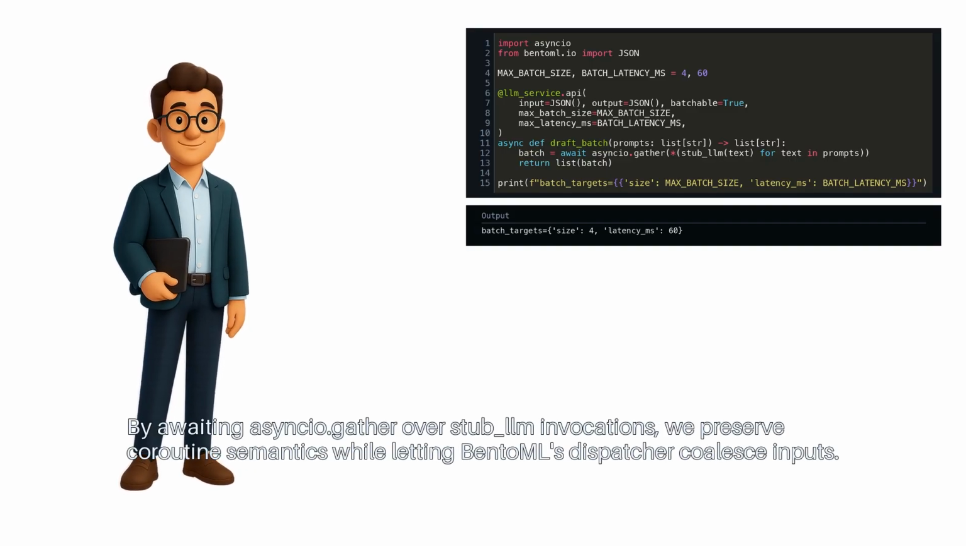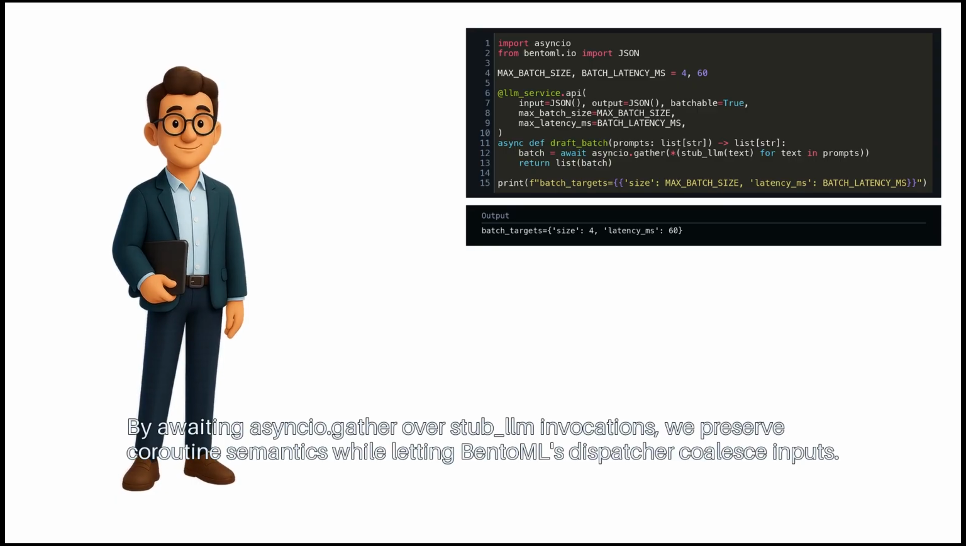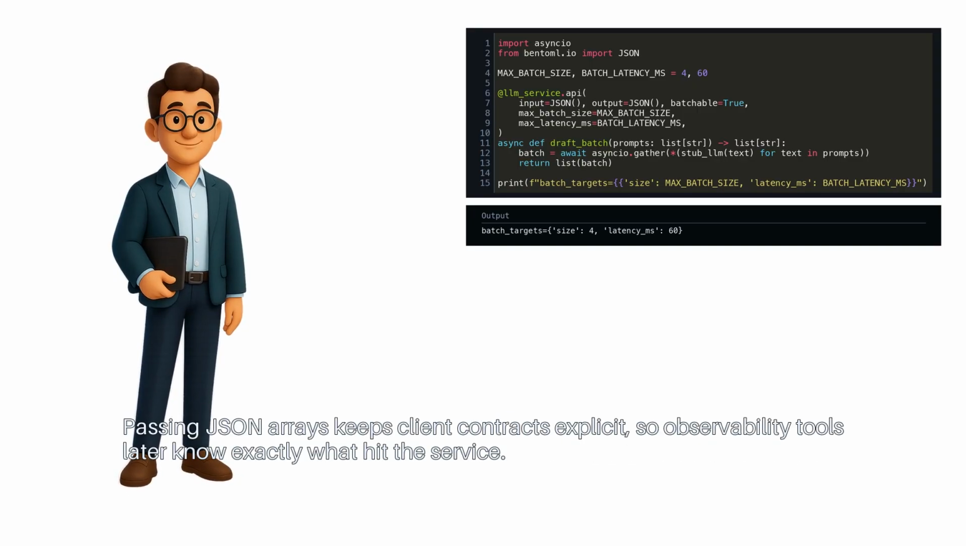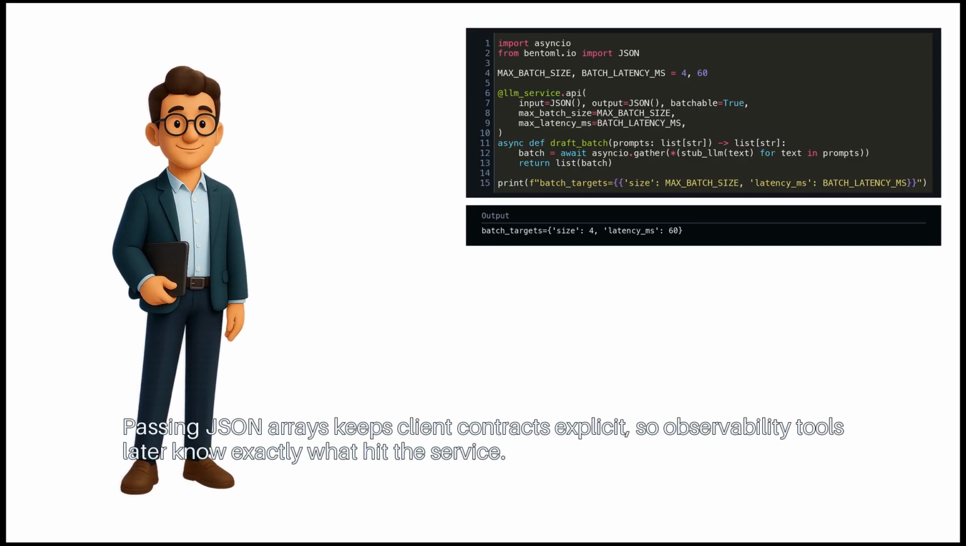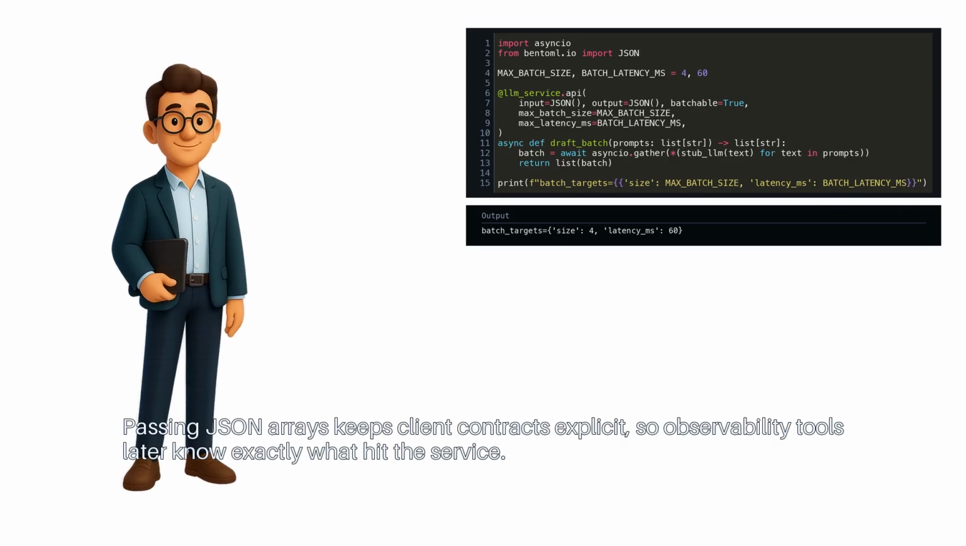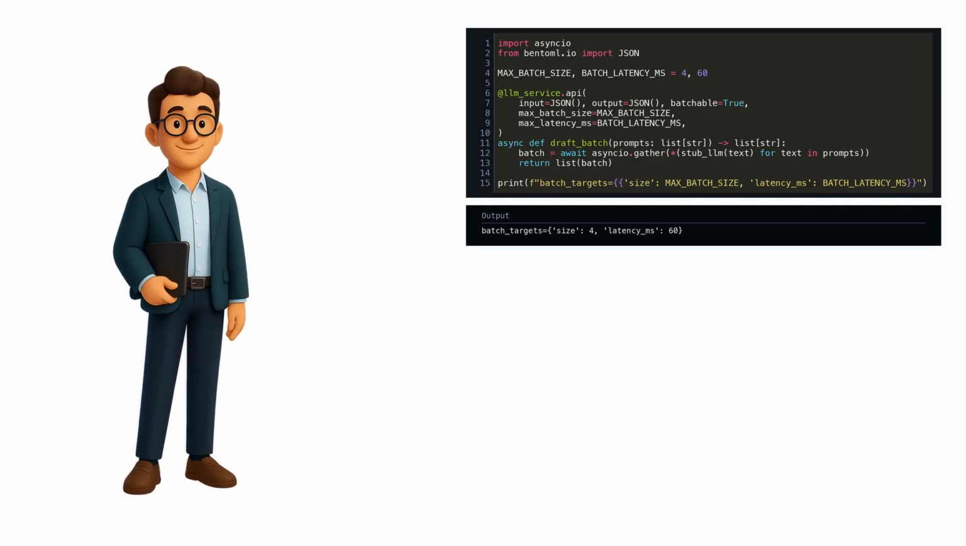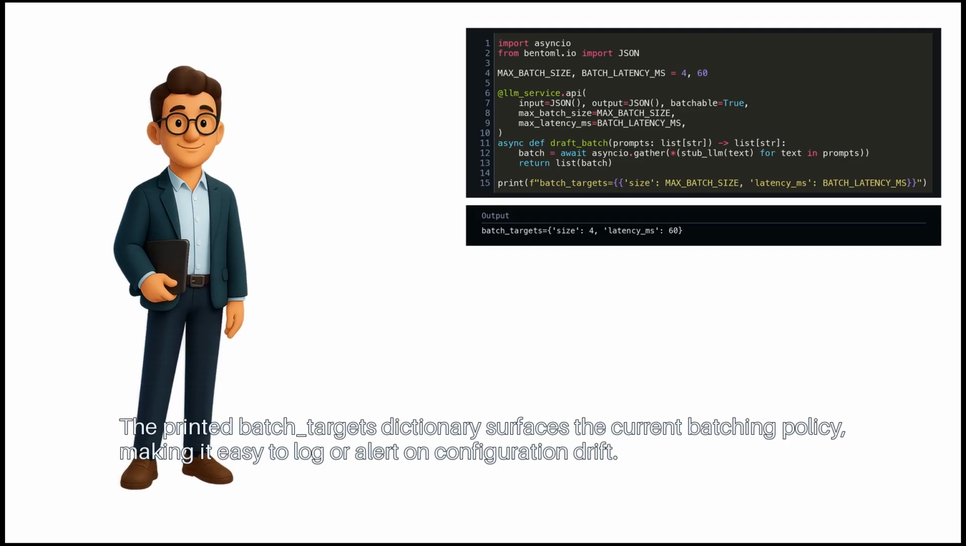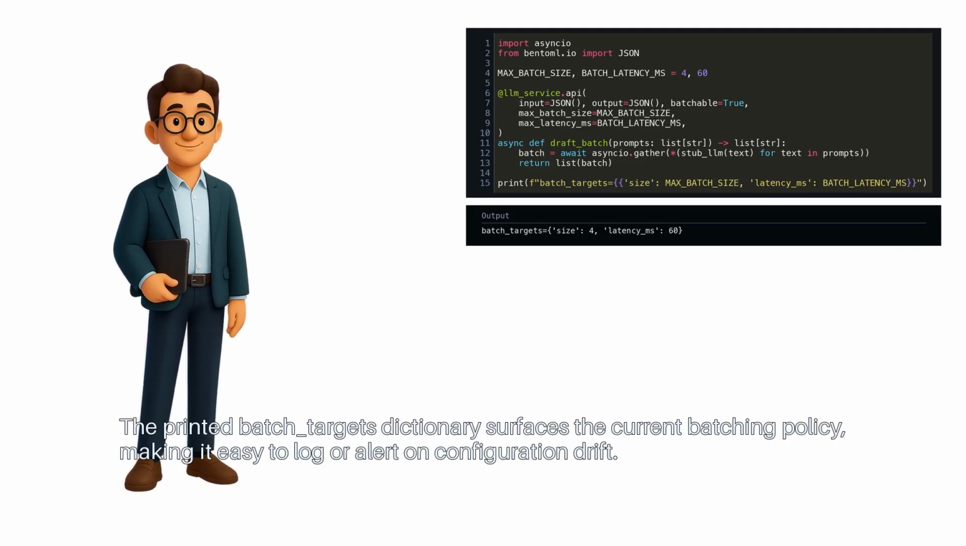By awaiting asyncio.gather over stub_llm invocations, we preserve coroutine semantics while letting BentoML's dispatcher coalesce inputs. Passing JSON arrays keeps client contracts explicit, so observability tools later know exactly what hit the service. The printed batch targets dictionary surfaces the current batching policy, making it easy to log or alert on configuration drift.